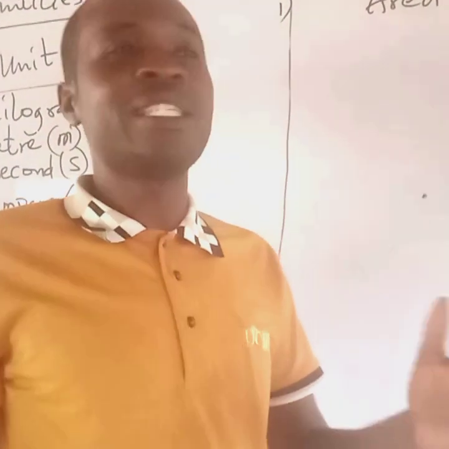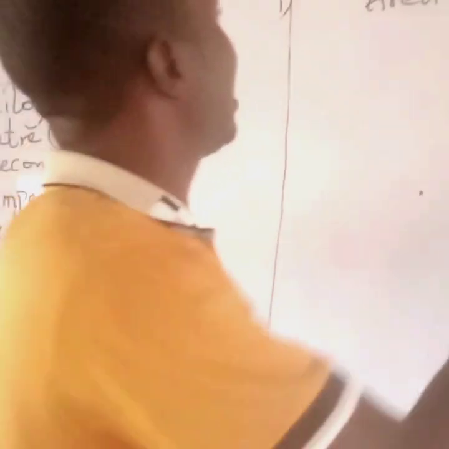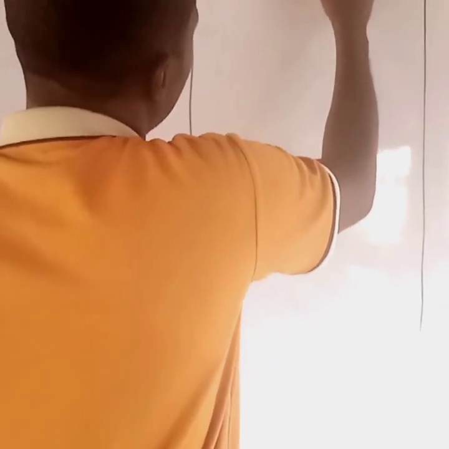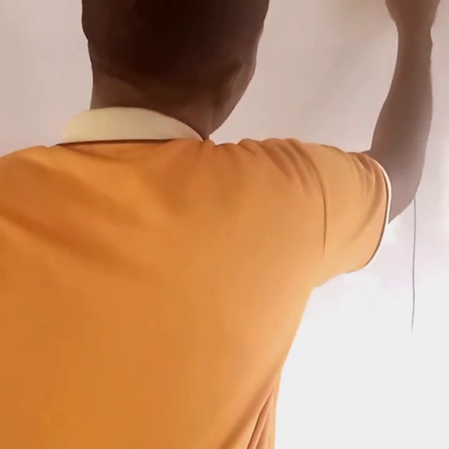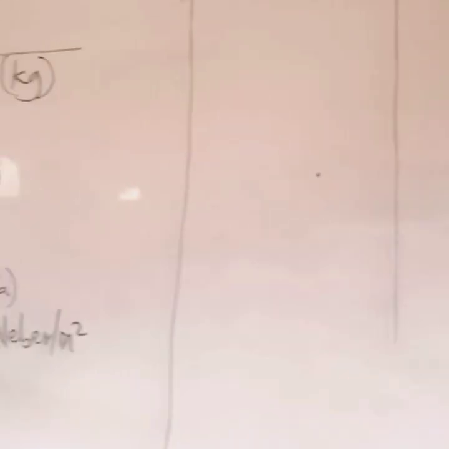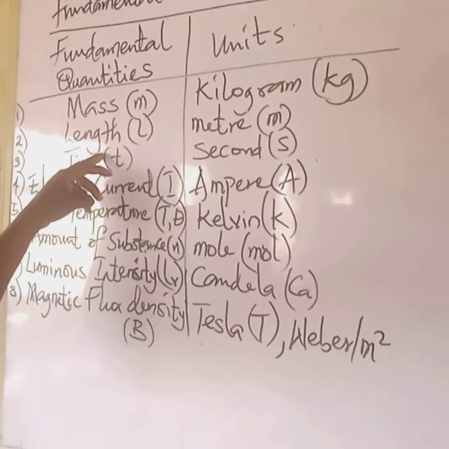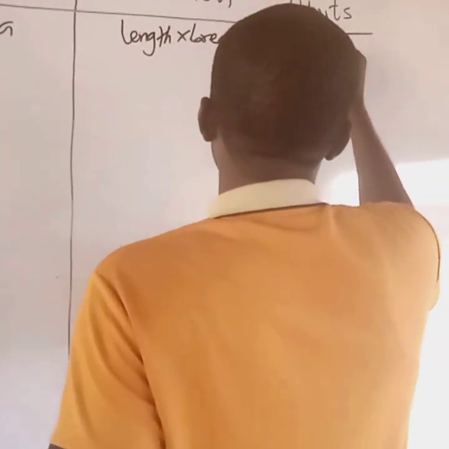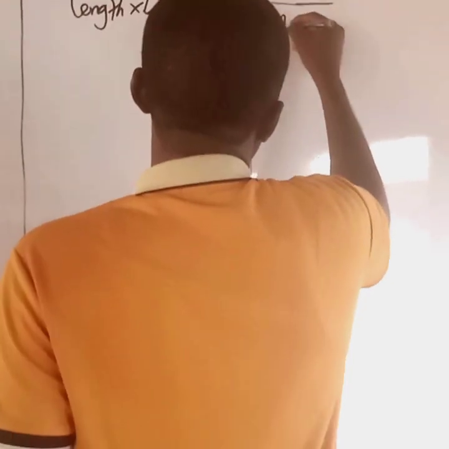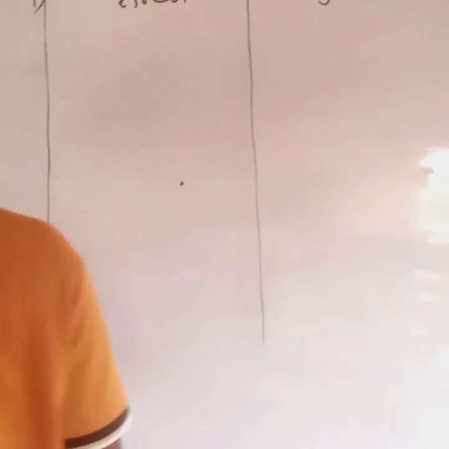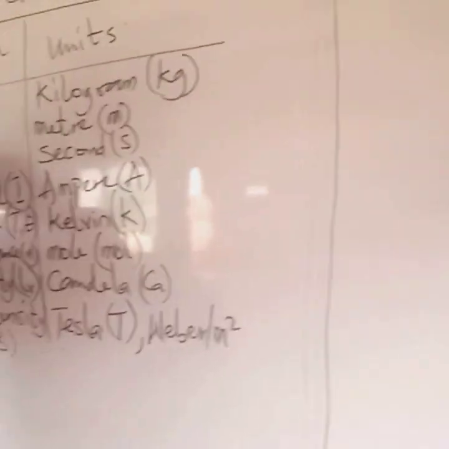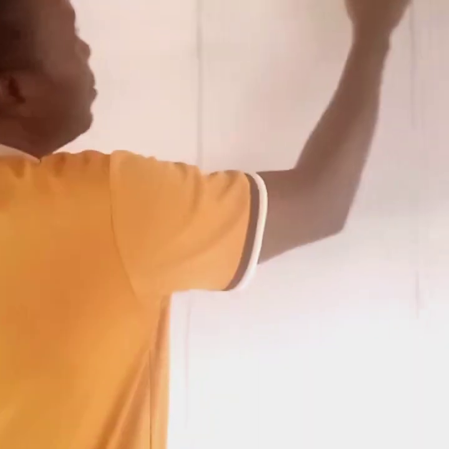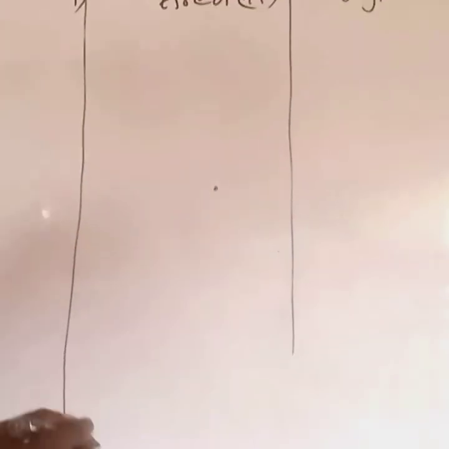Area is a derived quantity because the derivation for area is length times breadth. If you look at the fundamental quantity, you can see length there. So the unit for area is meter square. Both length and breadth are taken from the fundamental quantity whose unit is meter. It is denoted by capital letter A.